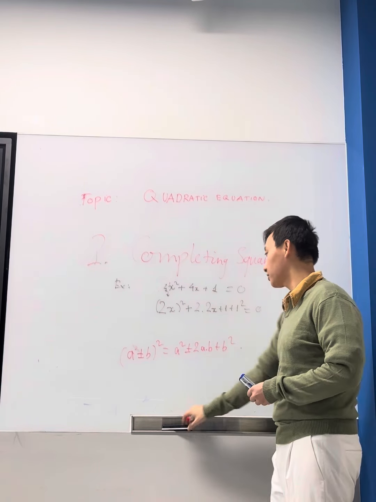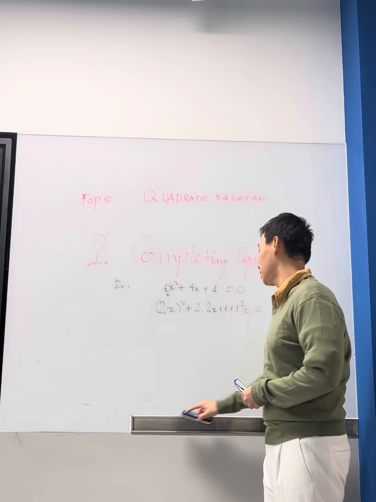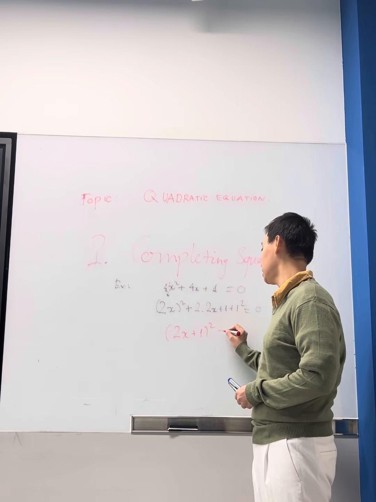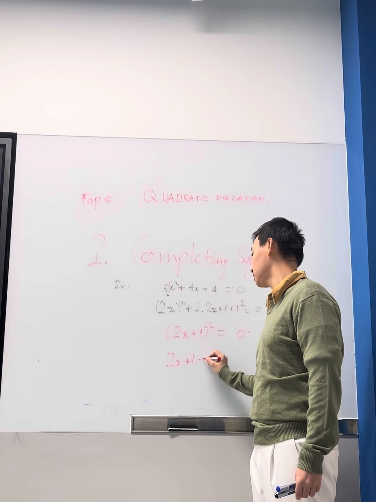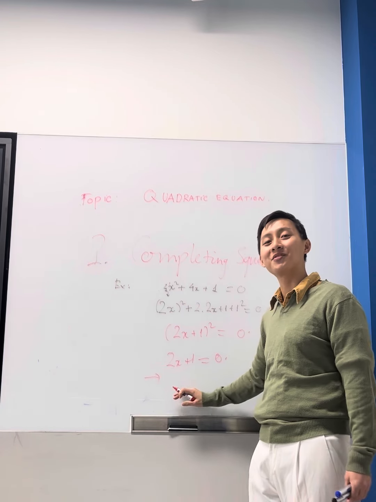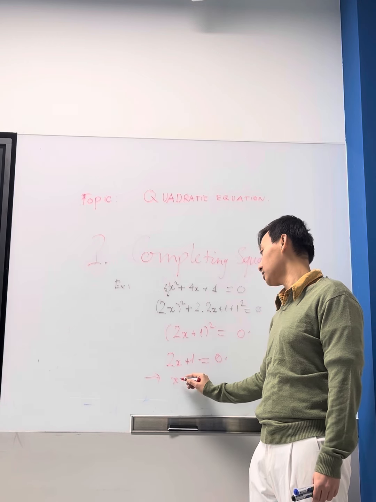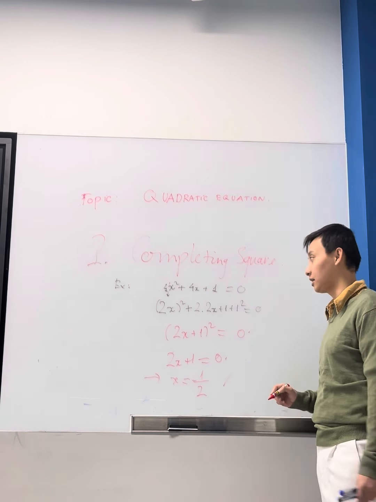So we apply it to this question. Remember, take note if you want. So this one is equal to 2x plus 1 squared equal to 0. We have 2x plus 1 equal to 0. That's very easy up to now, right? If you compute that, it's going to be x equal to minus 1 over 2. This is the answer.